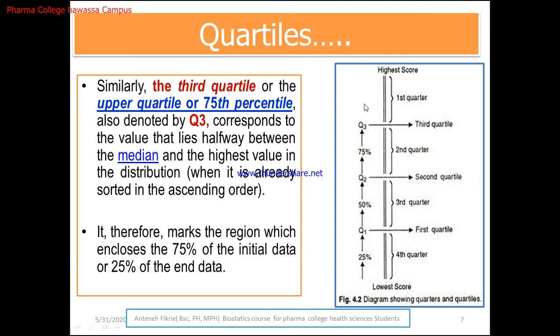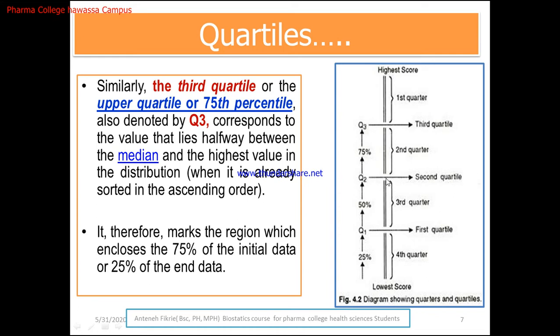Here is the first quartile, as you see from the picture. Here there is the first quartile, the second quartile, the third quartile, and then the fourth quartile. The third quartile incorporates about 75% of the data. That means starting from this to this, we call it the third quartile, which in total incorporates 75%. But mainly here it is the second quartile.